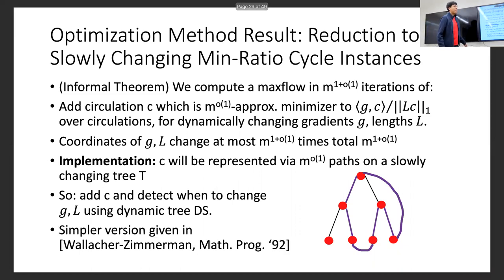So one edge is enough to create a cycle. We can actually prove that for the tree we maintain there exists a single edge which is enough, but we don't know how to find it. The things we're able to find have possibly many edges, but it is true that there exists a single edge which would be good enough. We just don't know how to find it, so instead there are m to the little o of one off tree edges. It's worth noting that a simpler version of this theorem was shown in Wallacher and Zimmerman in 1992, which we found out about after the paper was released. What they show is that if you solve the problem exactly, then it suffices to make progress. Solving the problem exactly is much more difficult than solving it approximately, which I think we'll see in a little bit.